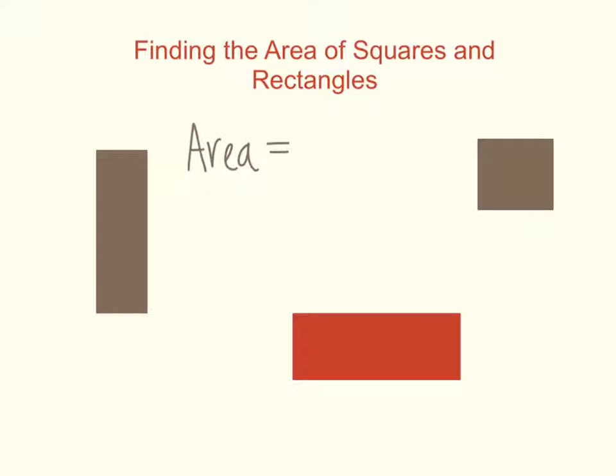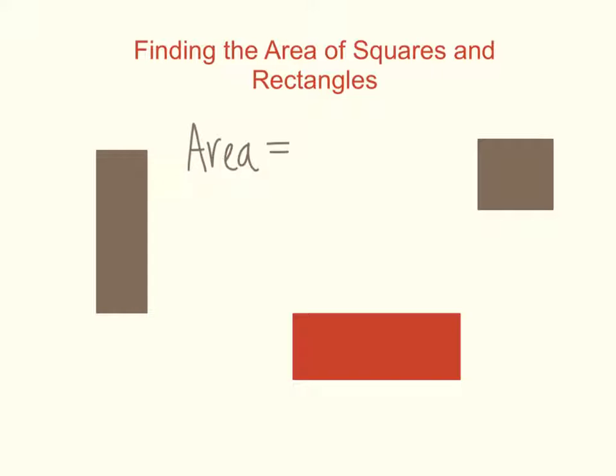This screencast is going to discuss finding the area of squares and rectangles. So the first thing that we want to touch on is the definition, or what does it mean to find area of a shape. When we're finding the area of a shape, we're actually finding the amount of space inside of that shape. And these shapes that we're referring to are just two-dimensional shapes. So we're not talking about 3D shapes, just two-dimensional shapes.